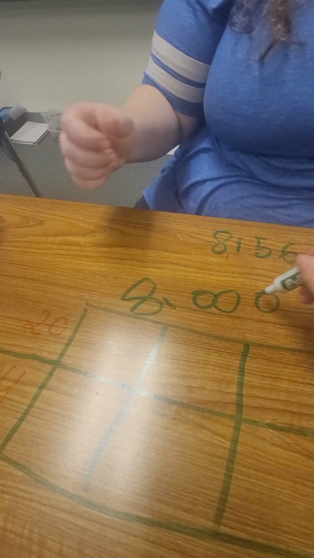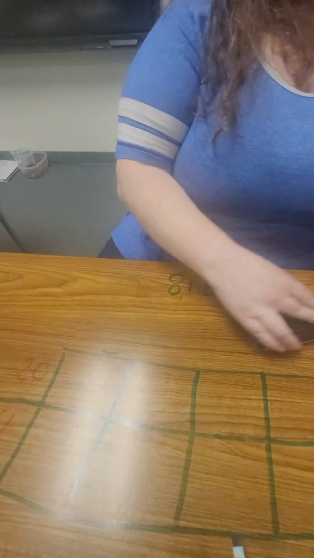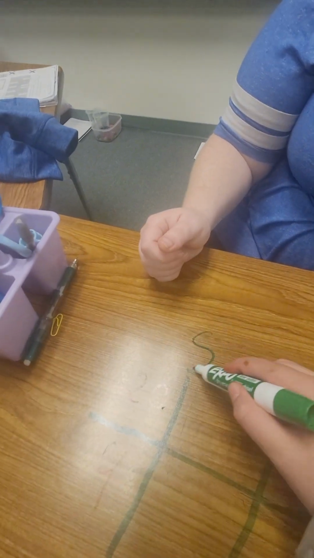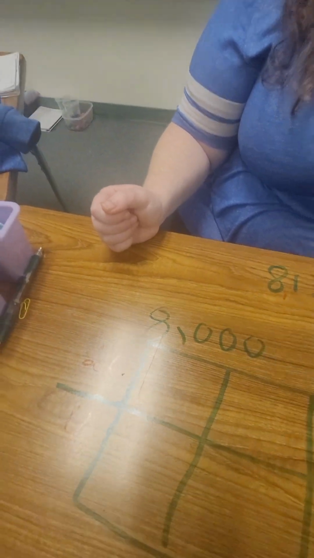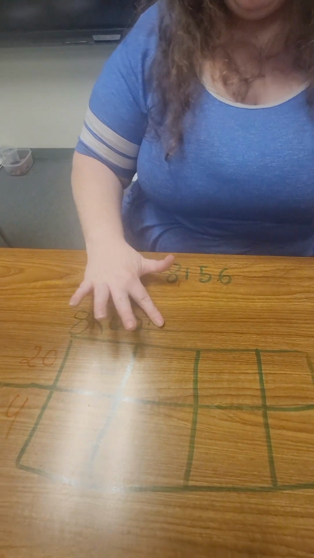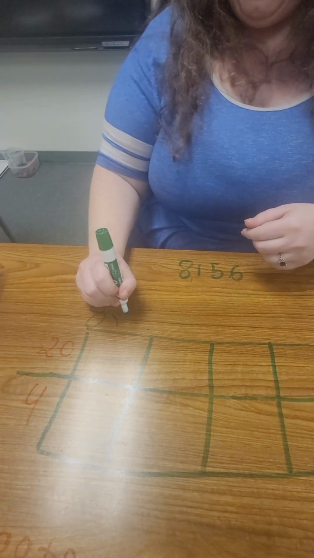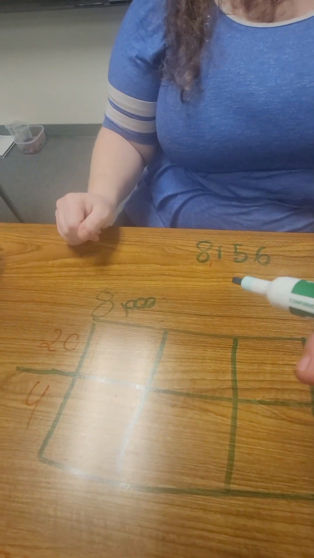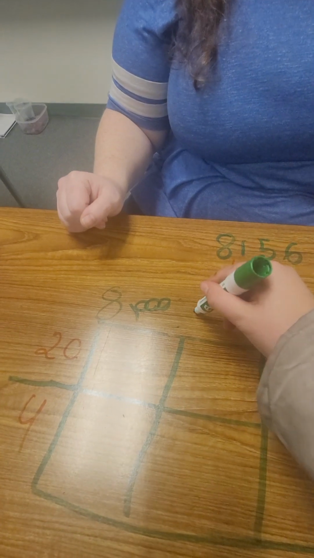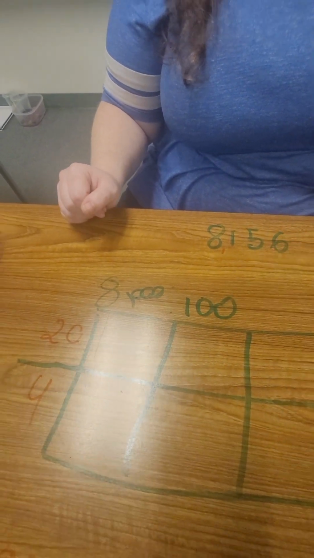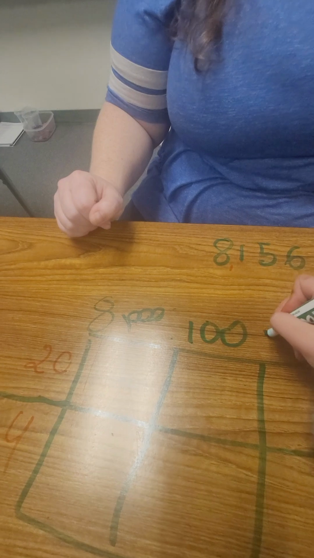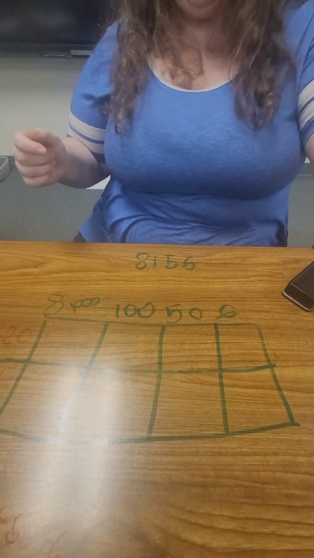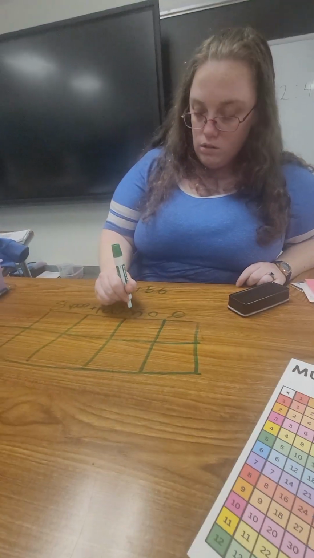8,000, 0, 0, 0. Not quite, kiddo. That's okay. That's why we're practicing. So the 8,000 would go right here. And then to make it a little bit smaller. And then what goes right here? 100. Okay, now what number goes here? 50. Yep. And 6. Good job. Okay, marker. Thank you. Plus.